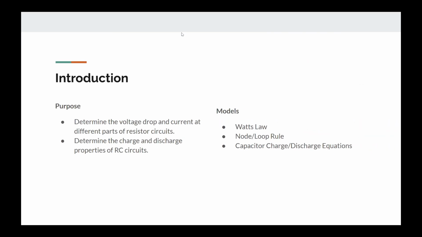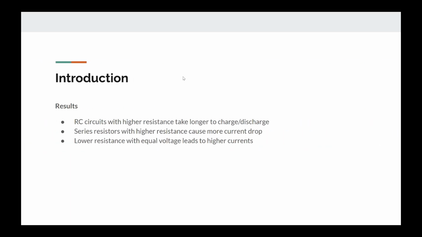The purpose of this lab was to determine the voltage drop and current at different parts of resistor circuits, and also to determine the charge and discharge properties of resistor capacitor circuits. Some models used were Watt's law, P equals IV, node and loop rule, and capacitive charge and discharge equations. The results of this lab were determining such.